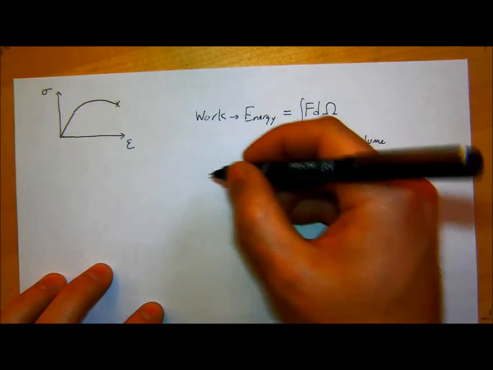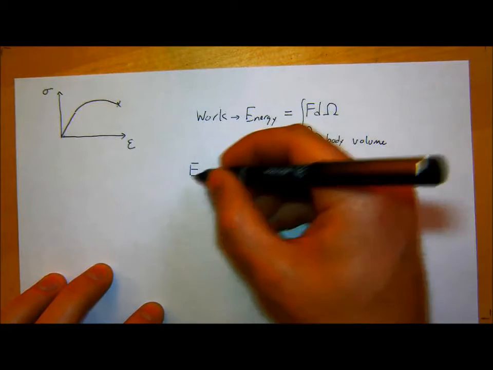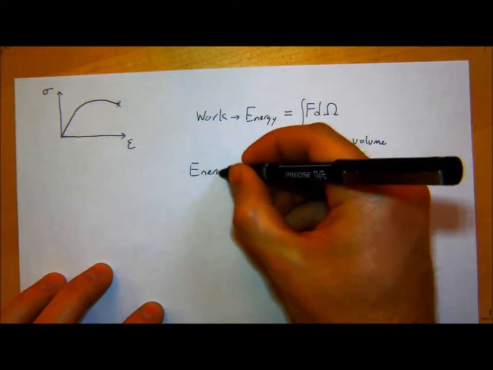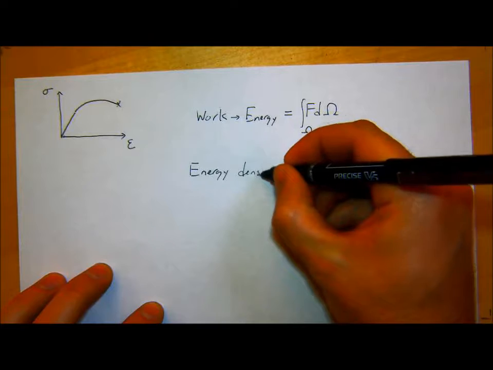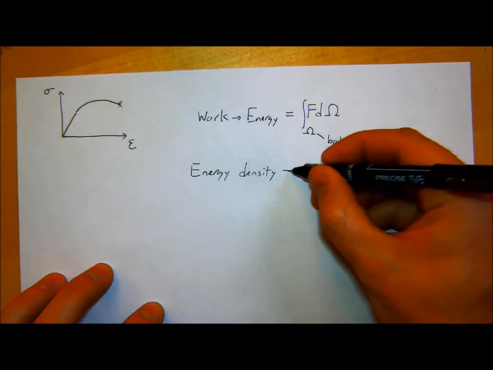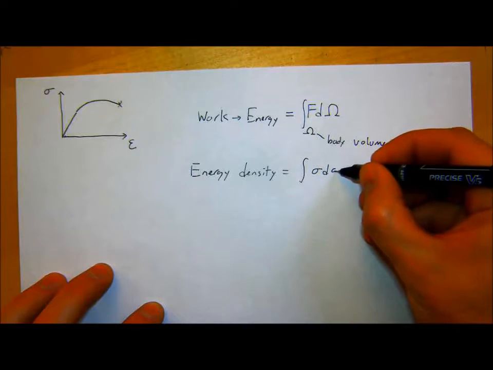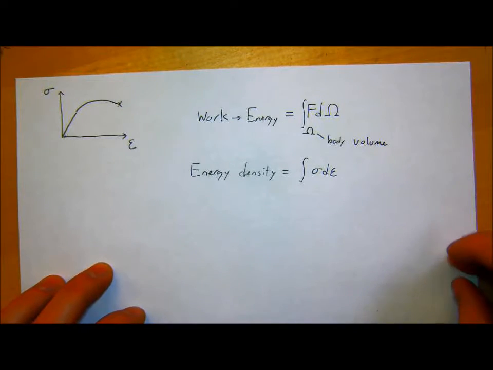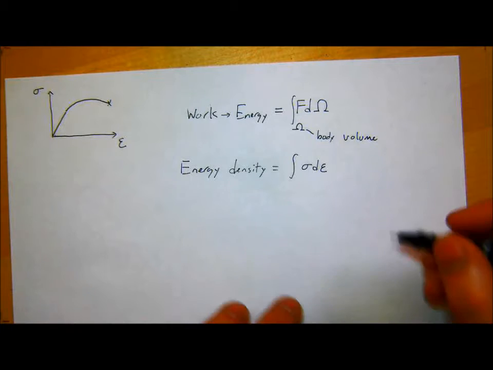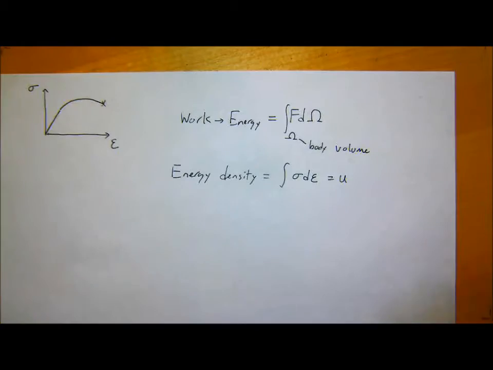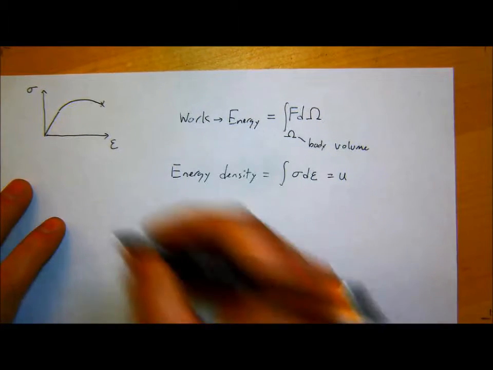How you can look at this instead is as an energy density, which then is our integral of stress strain. So this may look familiar to some of you. This is our little U, for a uniaxial tension test in the elastic regime.